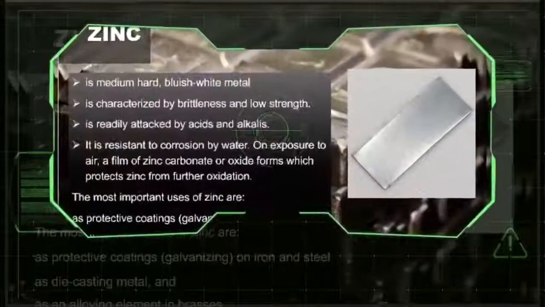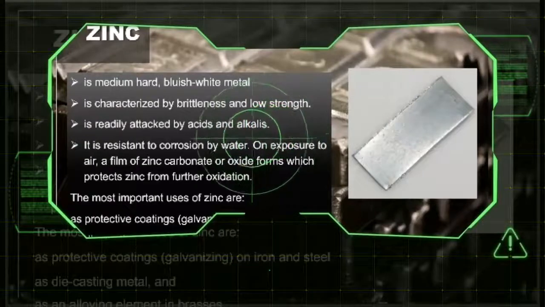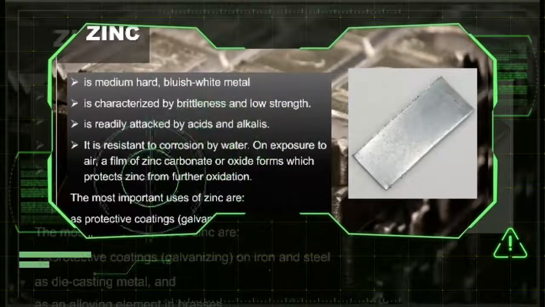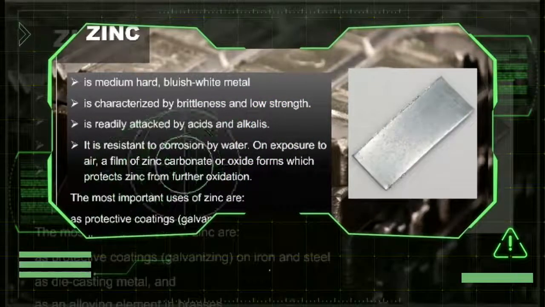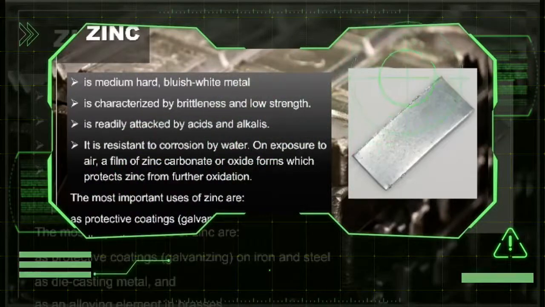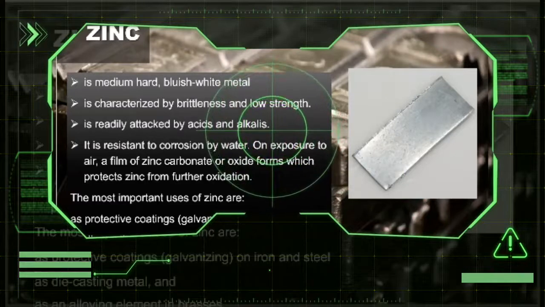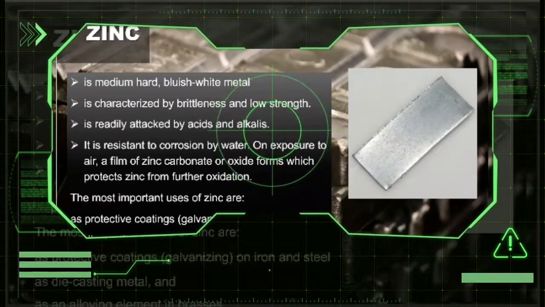Zinc. Zinc is a medium-hard, bluish-white metal. It is characterized by brittleness and low strength. It is readily attacked by acids and alkalis. It is resistant to corrosion by water. On exposure to air, a film of zinc carbonate or oxide forms, which protects zinc from further oxidation.